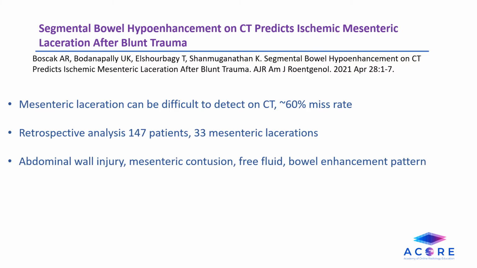They found CT findings that correlated with mesenteric laceration, which included abdominal wall injury, mesenteric contusion, free fluid, segmental hypoenhancement, or adjacent bowel wall hyperenhancement. The authors discuss a list of findings that may be seen with trauma but are not associated with mesenteric laceration, and conclude with a discussion acknowledging the difficulty in diagnosing mesenteric laceration in the setting of blunt trauma.